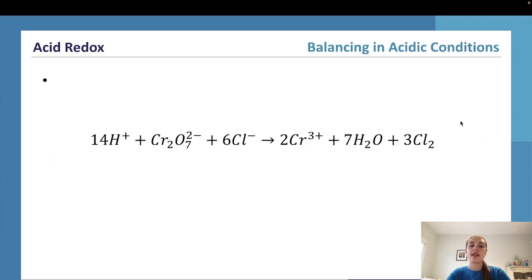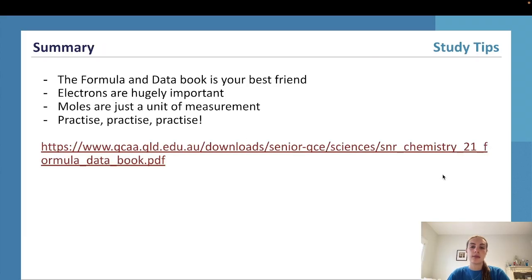And that simplifies it down to our final reaction of 14H plus dichromate plus 6 chlorine ions makes 2 chromium ions plus 7 H2O plus 3 chlorine. So that is how you balance an acidic redox reaction.